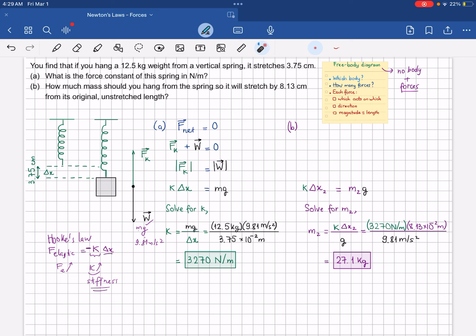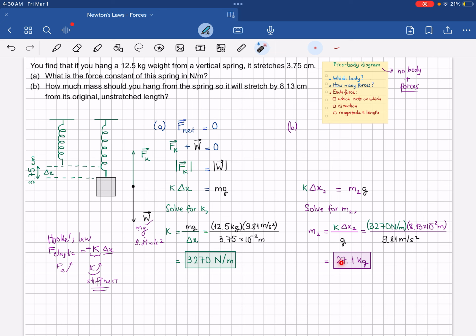For the second question, they ask: how much mass should you hang from the spring so it will stretch by 8.13 centimeters from its original unstretched length? Actually, this is not too complicated to solve. It's the same method, just instead of giving us everything and asking for k, now they change the mass. So then they have a different change in the length of the spring, delta x2, m2. Now we just do the same thing, solving for m2. That's what they're asking for, how much mass.